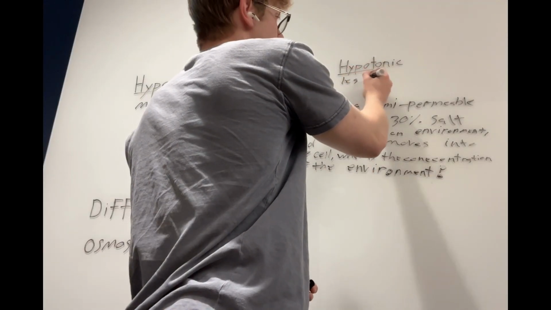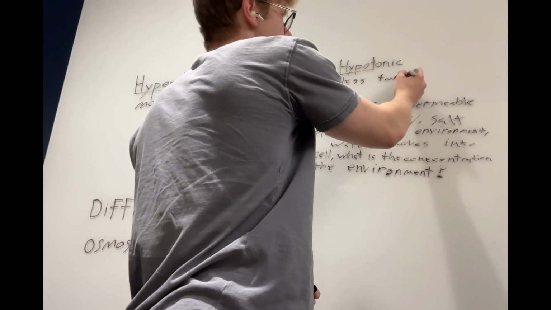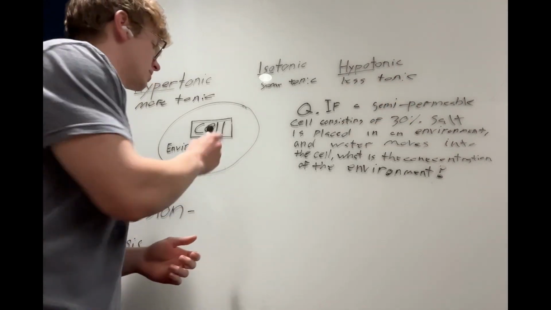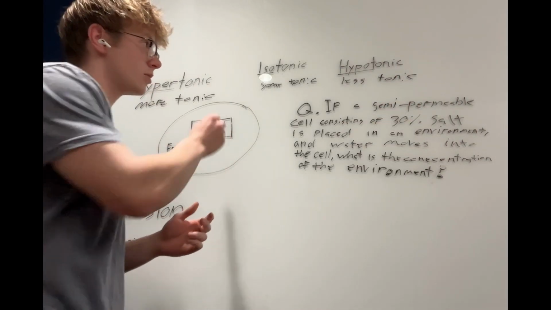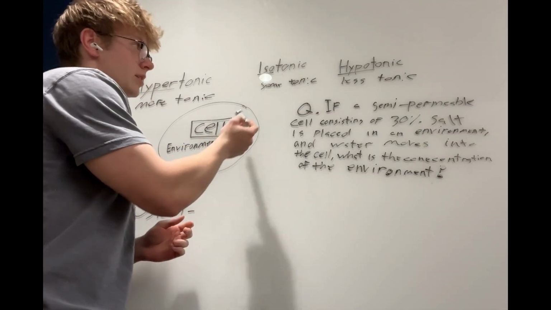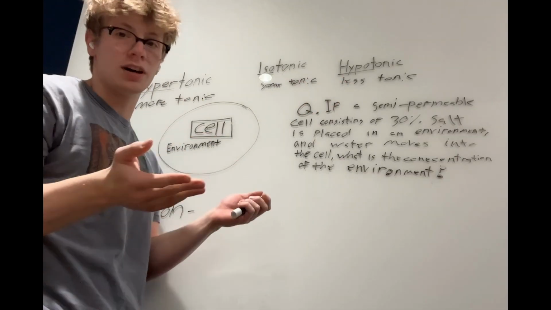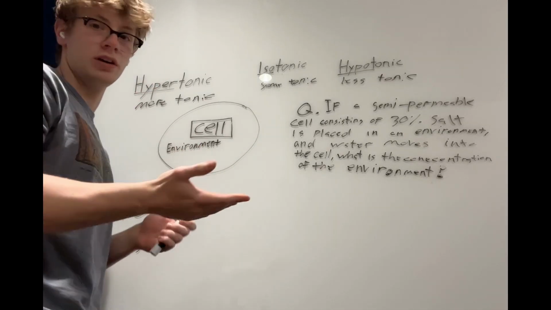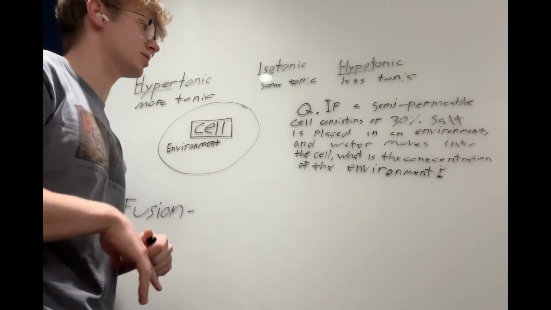Something important to keep in mind with these terms is that they are relative. Two other things that I would like to point out are the cell and the environment, and that these terms are relative to these two things. So if the cell is hypotonic, it has fewer tonics, that means that the environment is hypertonic. It has more tonics, it has more salt, if that makes sense.